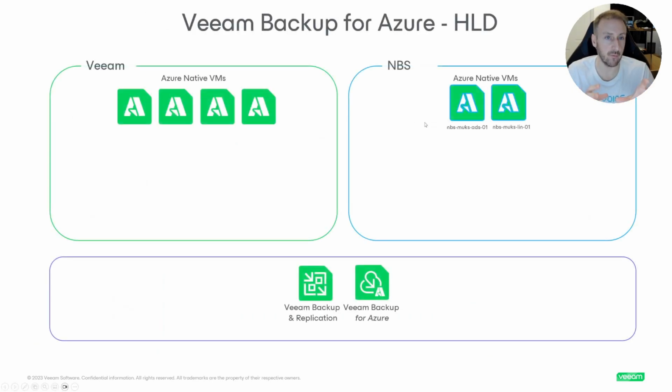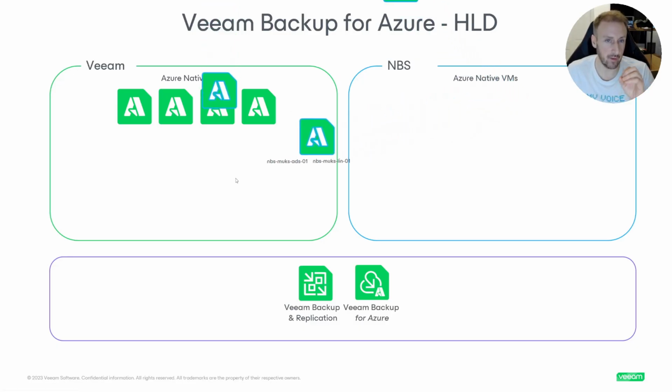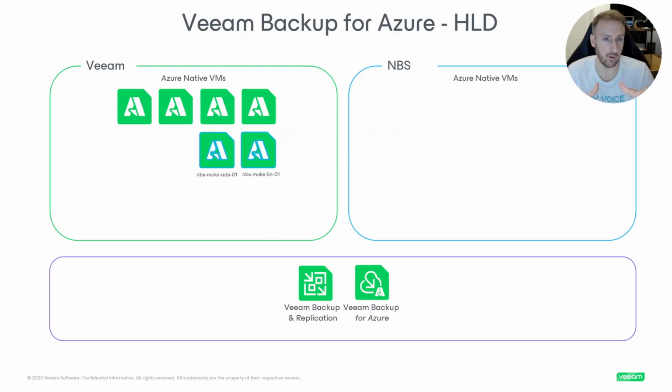So I've got some VMs already in my Veeam SE tenancy, the green one on the left. I've got my personal NBS tenancy with NBS MUKS-ADS01 and -Lino1, and I actually want them over in the Veeam tenancy. Again, I've got my Veeam Backup and Replication server VM, and I've got my Veeam Backup for Azure, and we're going to go ahead and restore them. So our final product will look like this with the ADS01 and Lino1 over on the Veeam account.